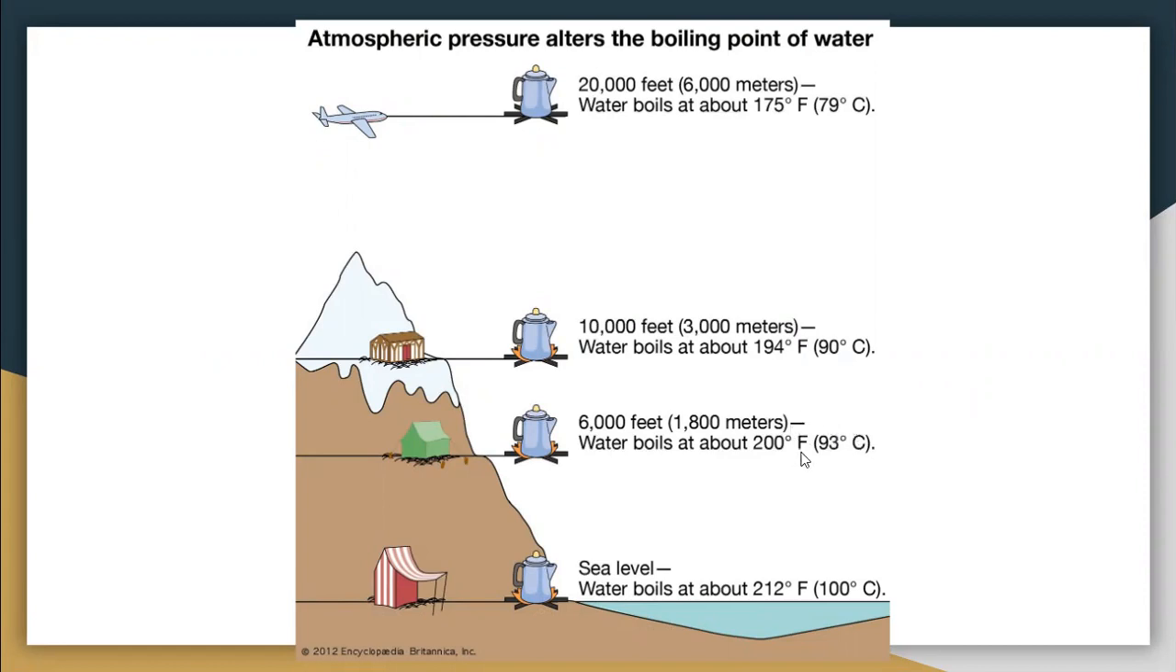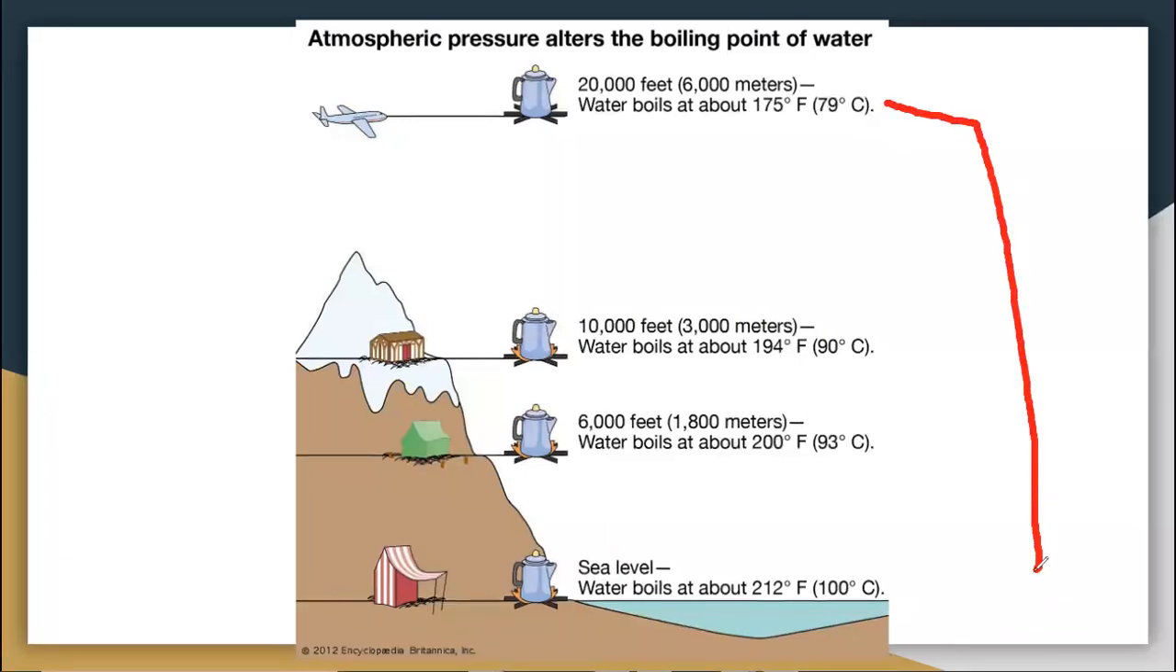See how it's getting less? And if you go to the top of the mountain at 10,000 feet, the water will boil at 90 degrees Celsius or 194 degrees Fahrenheit. The temperature required to boil the water is decreasing. If you go way up in an airplane and you were to boil water at 20,000 feet, the water would boil at about 175 degrees Fahrenheit or 79 degrees Celsius. Look at the difference. There's a big difference from 79 to 100. And that's because you're so high up. Okay, hopefully that makes sense. Now we'll go to the next slide.